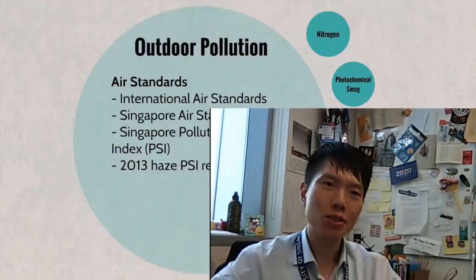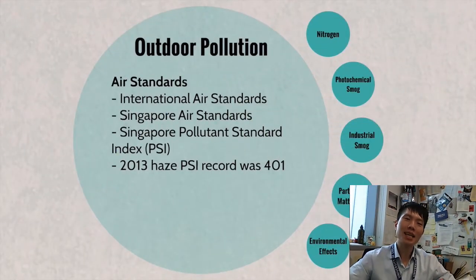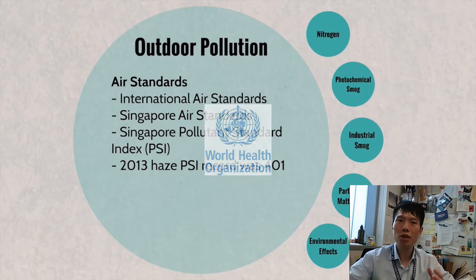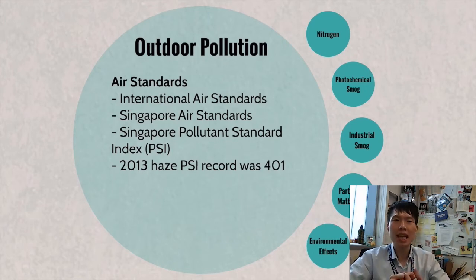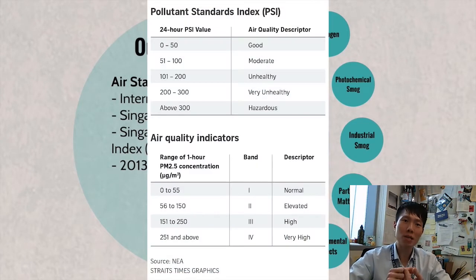Hello class, I'm your lecturer Dr. Fan Man for CM3261 Environmental Chemistry, and today we'll go through the next part of this segment called outdoor pollution. There are many different kinds of air standards around the world with regards to what constitutes air pollution, and it varies from country to country, but there are guidelines set up by the WHO, the World Health Organization. In Singapore, where I teach at NUS, we have our own measure of air quality standards, the Singapore Pollutant Standard Index, or we call it the PSI.